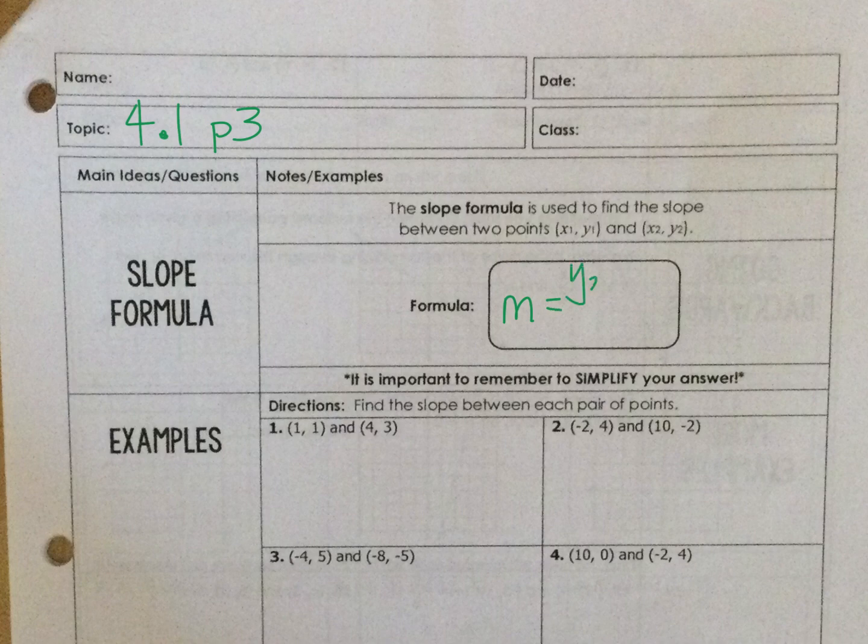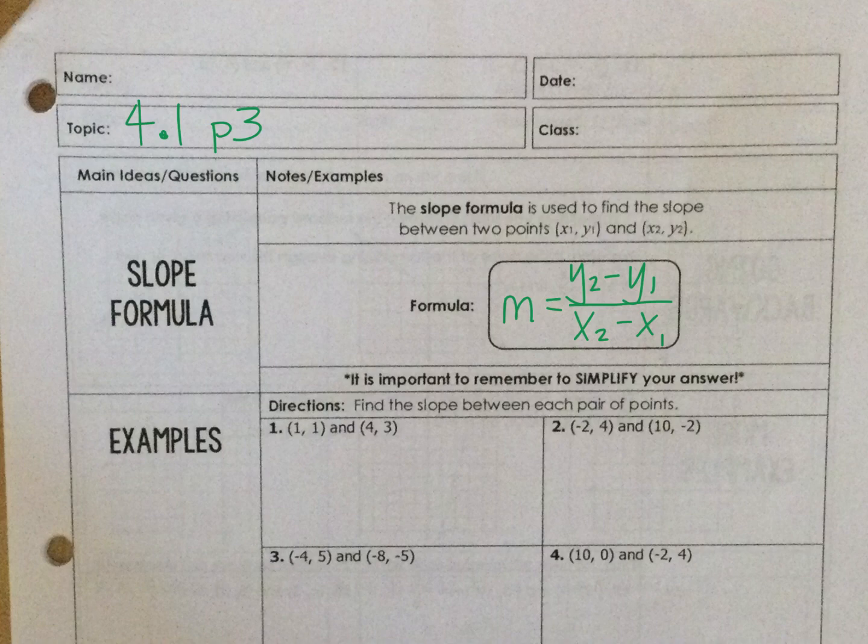y2 minus y1 over x2 minus x1. So that's the formula we're going to use to find the slope. So before, we were looking at a graph and rising over run. This is when we don't have a graph and we just have 2 points. This is how we figure it out.